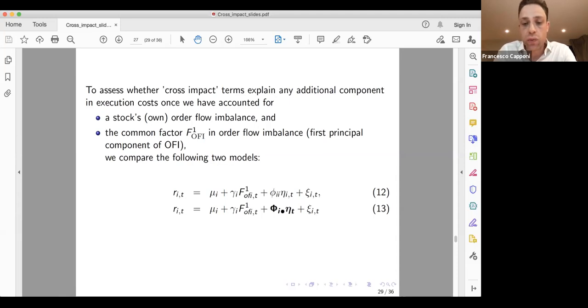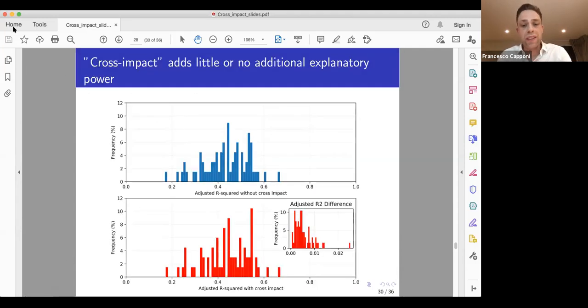Equation 13 is what I showed you before with the heat map and with the other histogram. It says that you not only need a stock's own order flow, but also the remaining 66 order flow imbalances. So these are nested models. If you go to the next slide, please. So statistically we test, and with an F test, actually we cannot reject that they are zero. So statistically they are significant, all these cross impact terms.